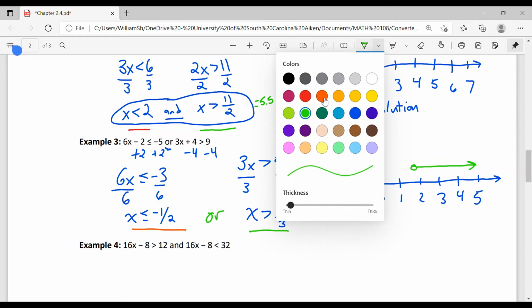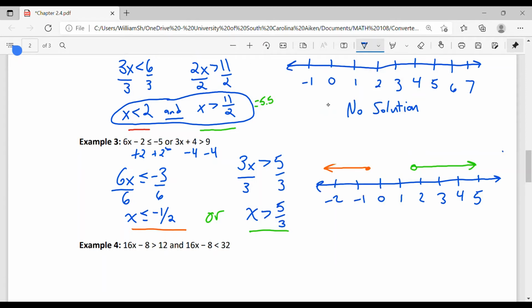And the way to write the solution set for this one is what we're going to want to do is we're going to want to say negative infinity to -1/2 with a bracket unioned with parentheses, because it's not equal to here, 5/3, comma, infinity. That lets us know that anything in that solution set is acceptable. And that's how we would write that, mainly because of that OR statement.